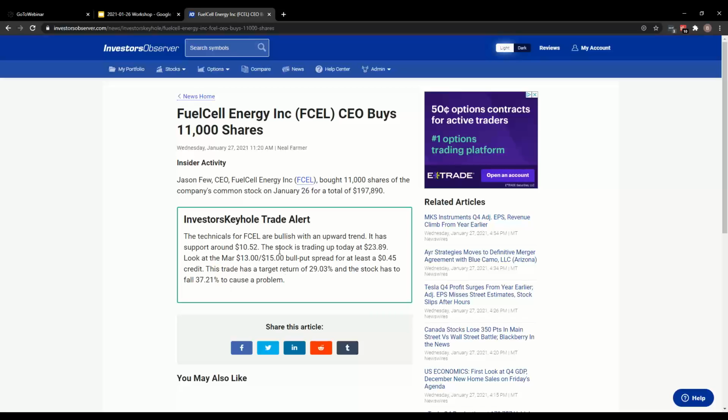That probably goes over earnings based on how high that is, although I don't know, fuel cell's pretty juicy generally, so it's possible it's just because it's fuel cell.